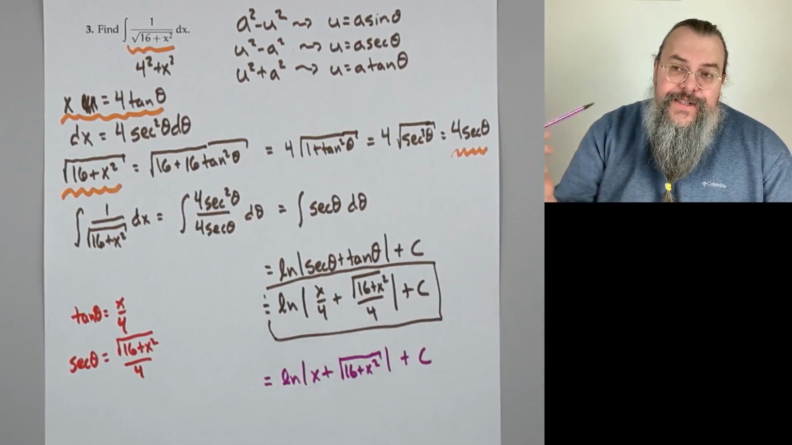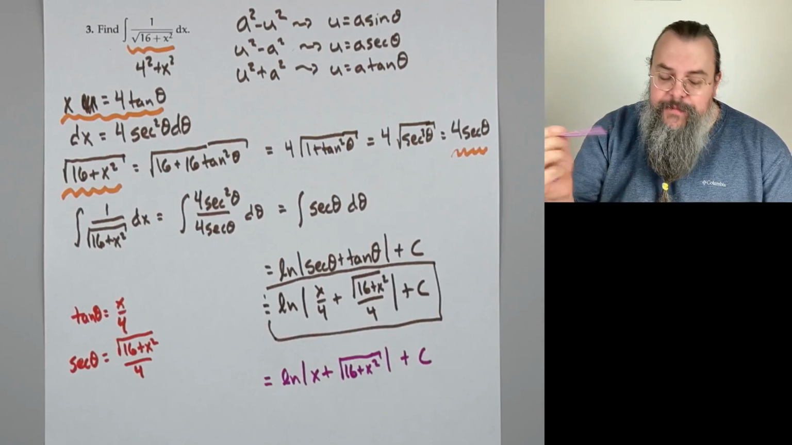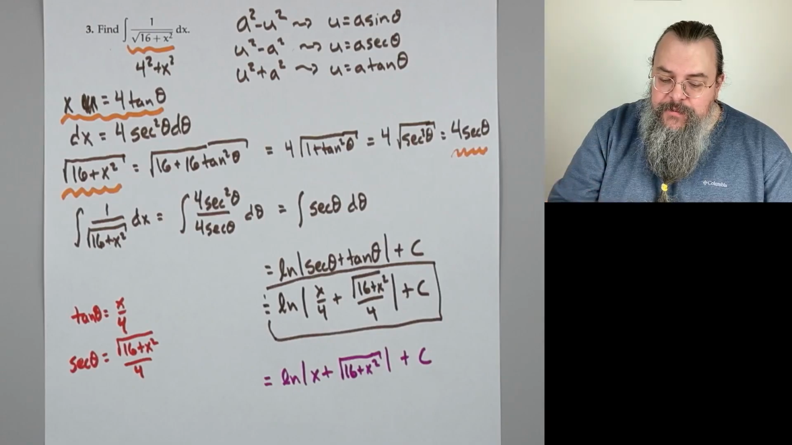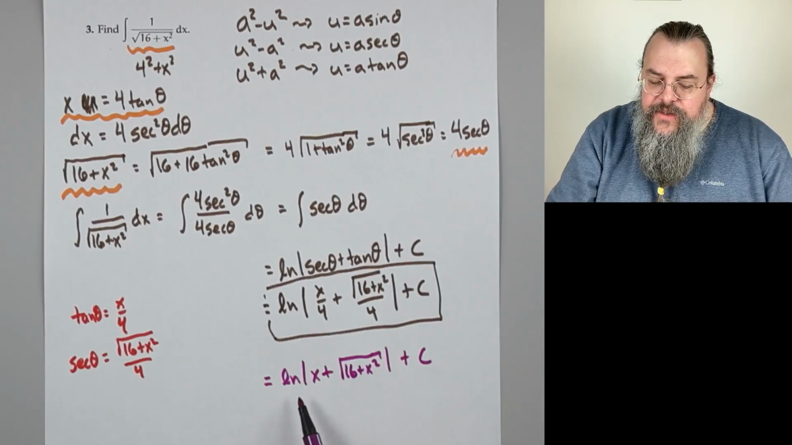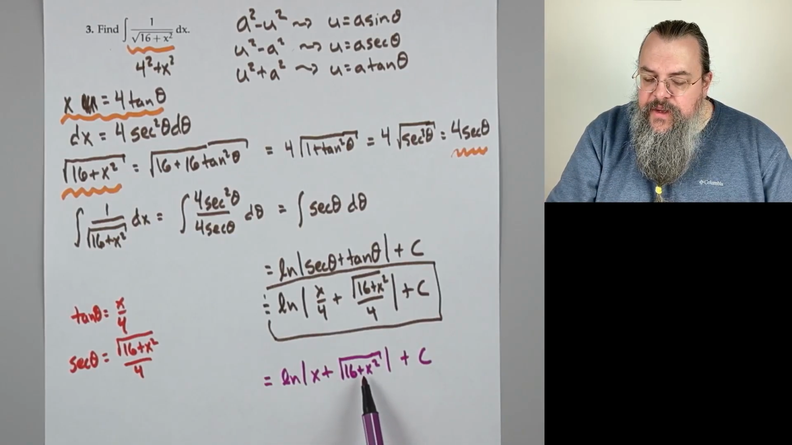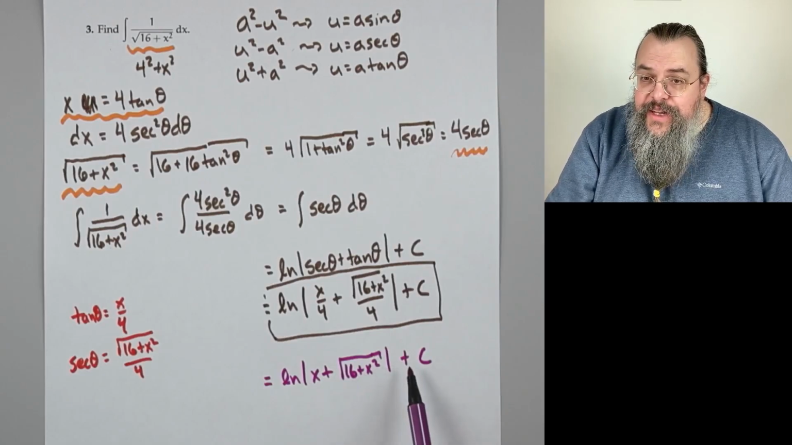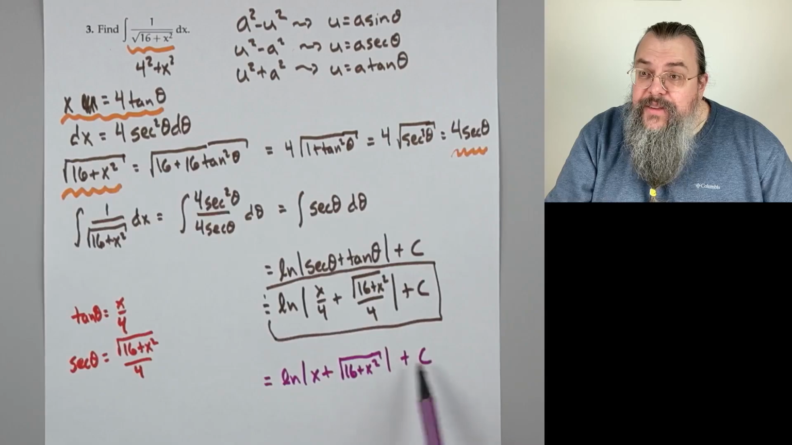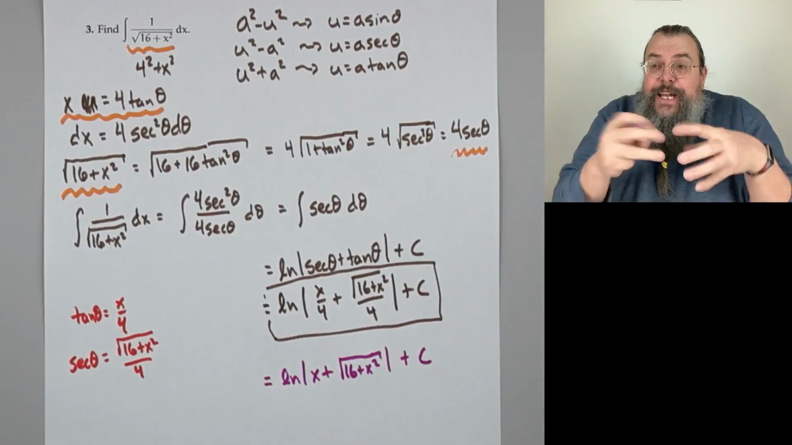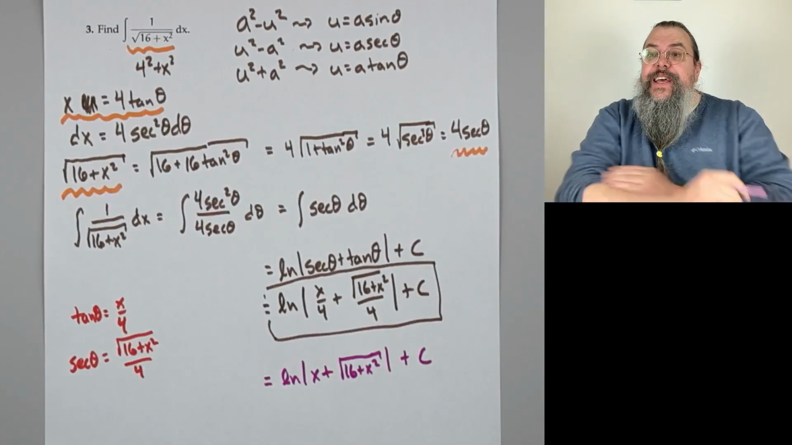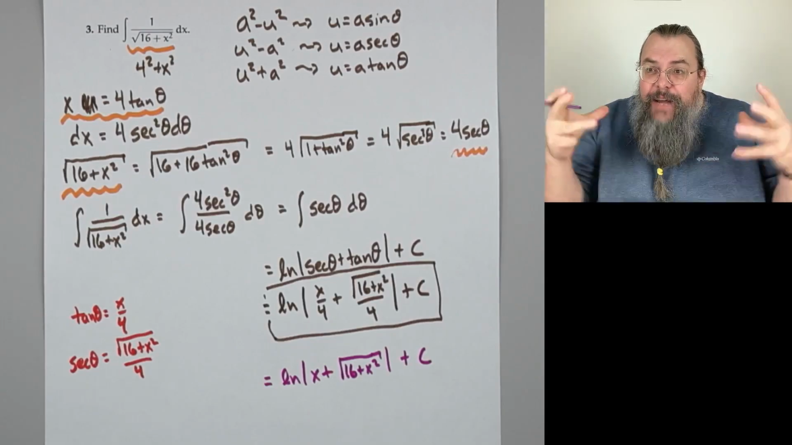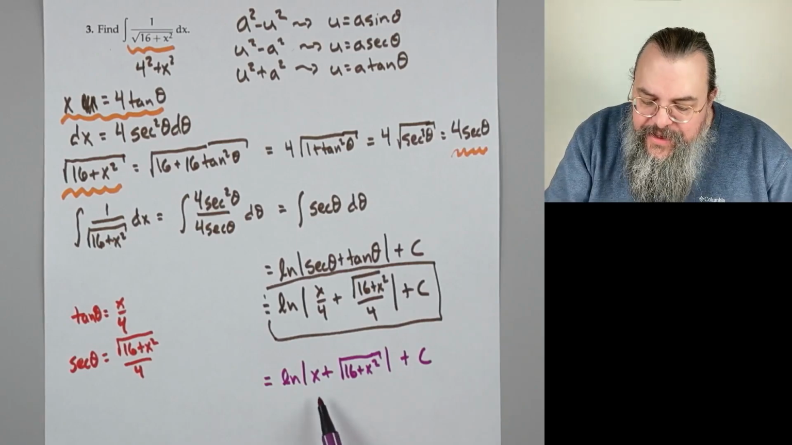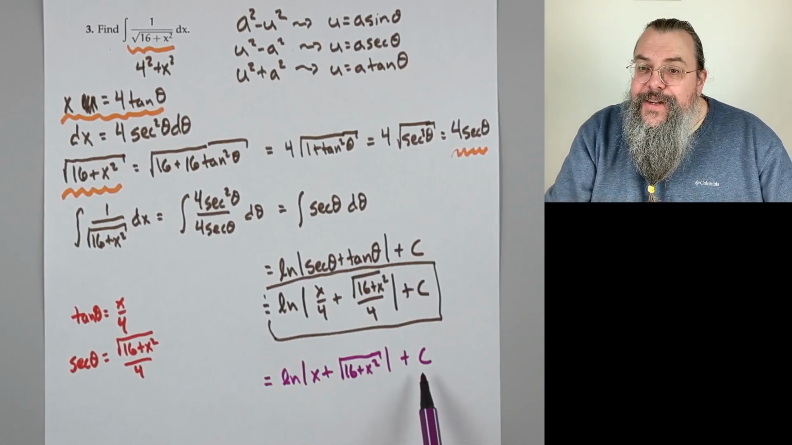So how could we get rid of the over 4s? Well, it turns out there's a cool fact about natural logs. If we have division, it becomes subtraction. So really what you have is the natural log of x plus the square root of 16 plus x squared, minus the natural log of 4, plus c. But c is a constant, and it can absorb other constants. It's like a sponge. It just says, I'm going to soak up all the constants. So it can soak up that natural log 4 term into the constant.